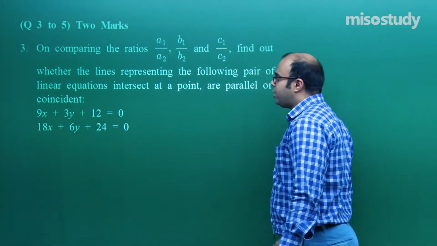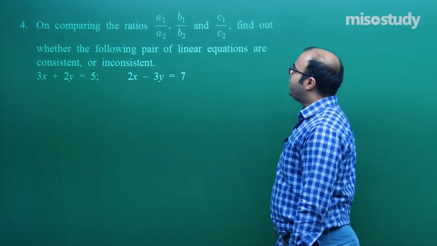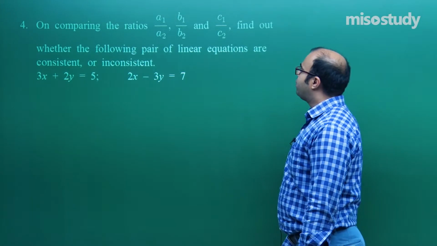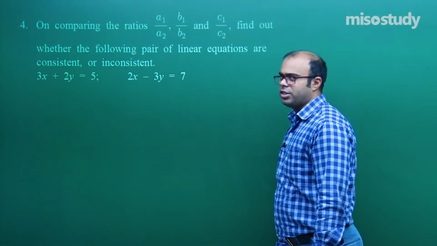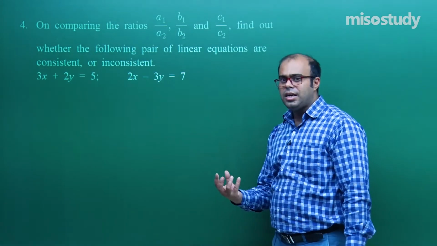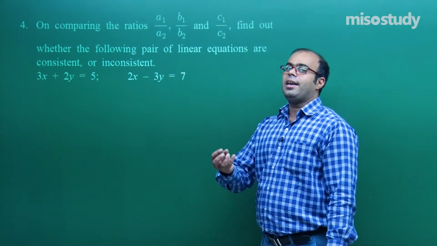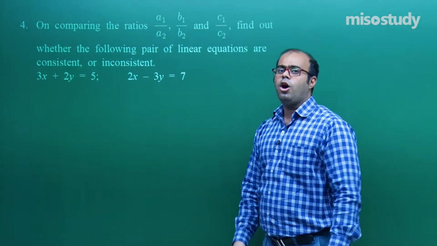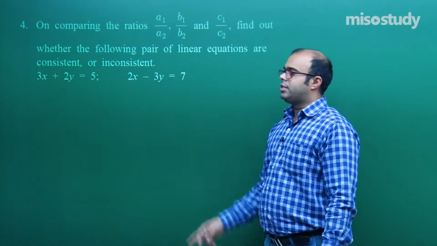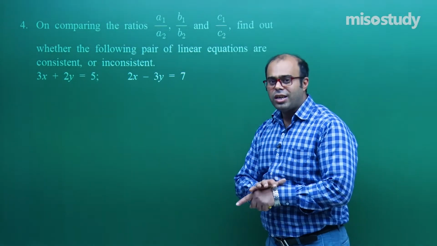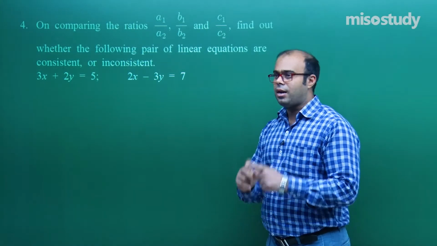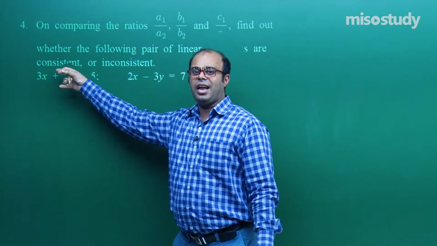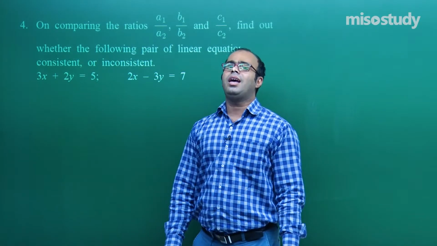Let us come to another question. This says, on comparing the ratios a1/a2, b1/b2 and c1/c2, find out whether the following pair of linear equations are consistent or inconsistent. So what do we mean by consistent? That it has a solution. It can have a unique solution or infinitely many solutions. That means the lines can intersect at a point or be coincident. Or inconsistent. What is inconsistent? That means it does not have any solution, which means the lines are parallel. So this includes one condition, that the lines are parallel. Consistent includes 2 conditions, that the lines intersect at a point or they are coincident.